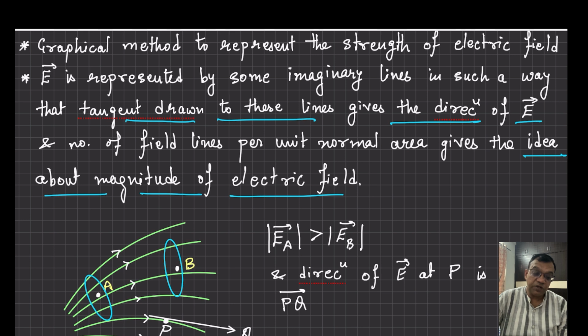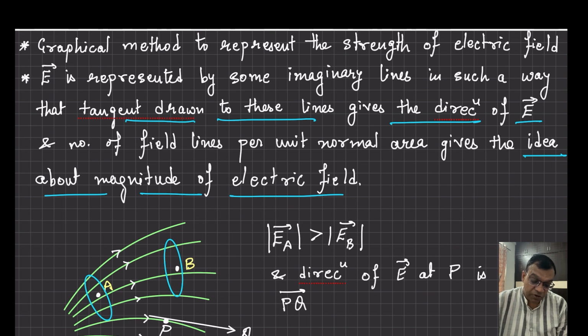Let's read the statement. Electric field is represented by some imaginary lines in such a way that tangent drawn to these lines gives the direction of electric field, and number of field lines per unit normal area. Normal area means if this is the area, normal to it, how many lines are crossing, right? So that gives you the magnitude of the electric field. More is the number of field lines crossing unit area, more will be the field.